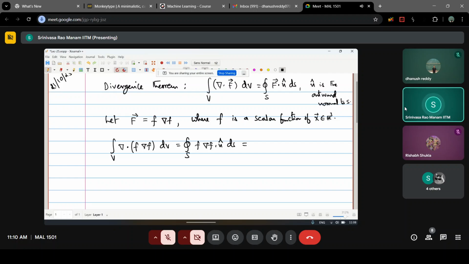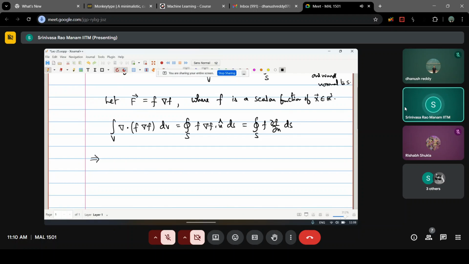So what is this one? Grad f dot n cap is dou f by dou n, right? So this is over S, f into dou f by dou n into dS. Here dS means surface area.